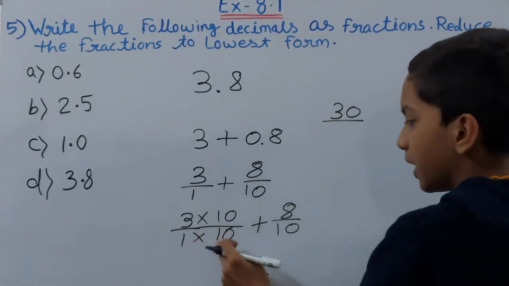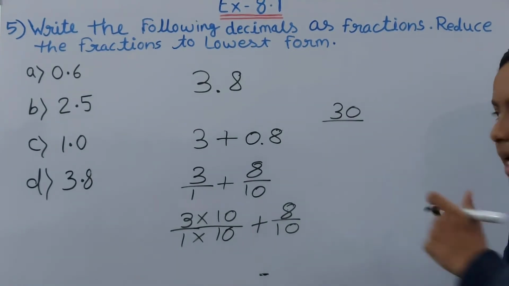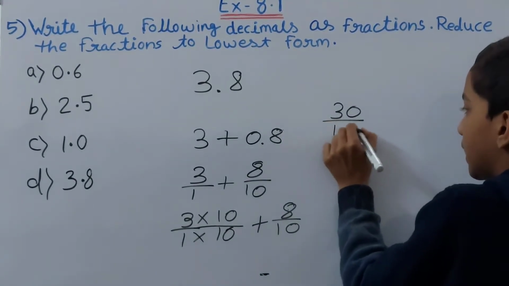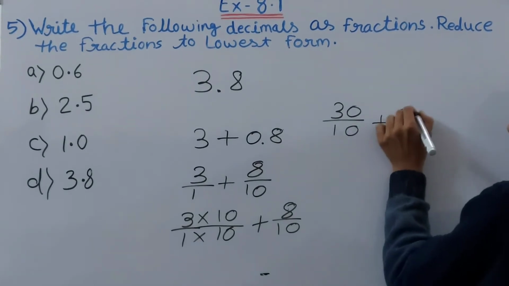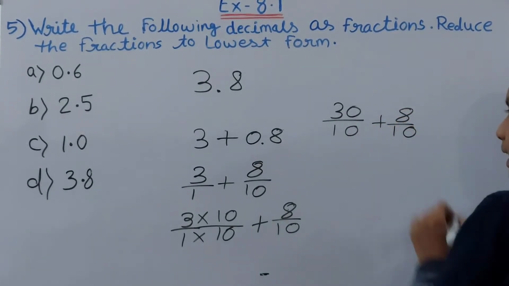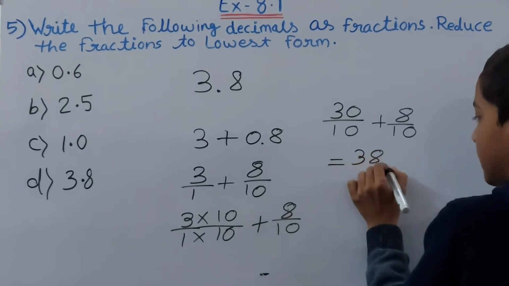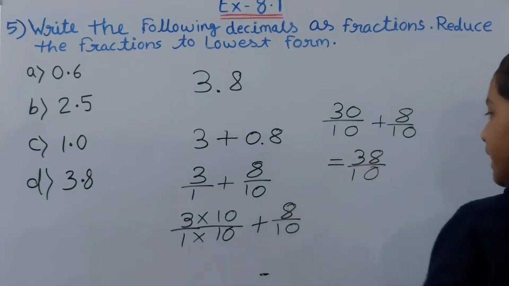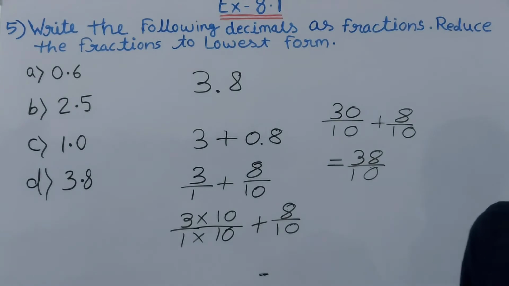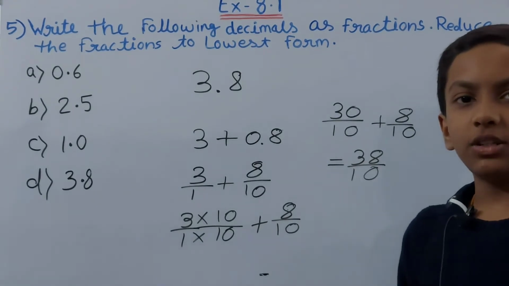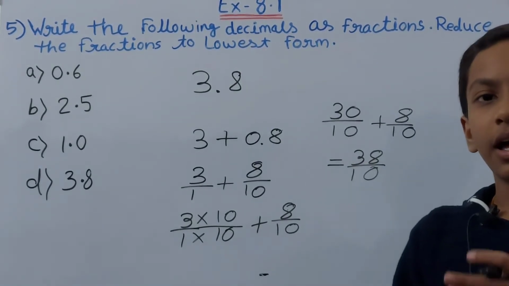And this 1 into 10 becomes 10. So this becomes 30 upon 10 plus 8 upon 10. Alright, so let's add them. So when we add them, this becomes 38 upon 10. Now friends, the first step is done, which is to convert the decimal into a fraction.